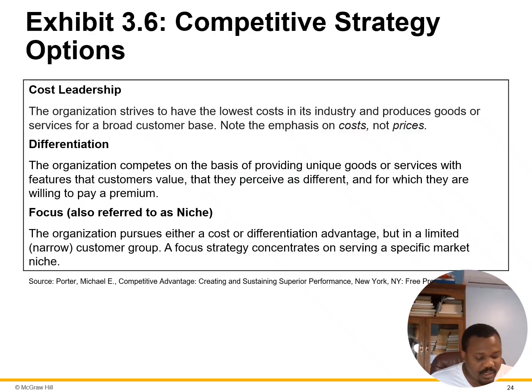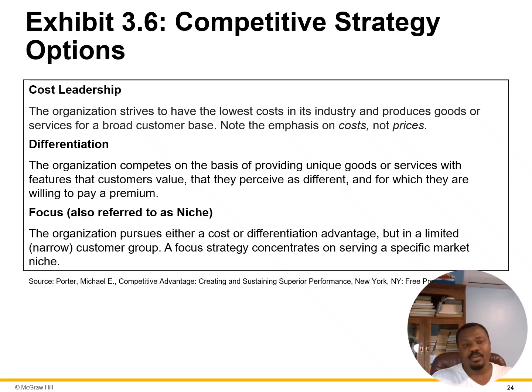Focus. The organization pursues either a cost or differentiation advantage, but in a limited, narrow customer group. A focus strategy concentrates on serving a specific market niche. So the organization competes on the basis of providing unique goods or services with features that customers value, that they perceive as different, and for which they are willing to pay a premium.